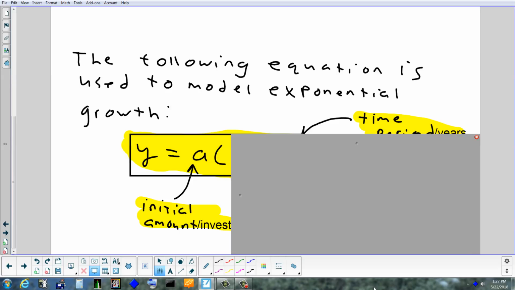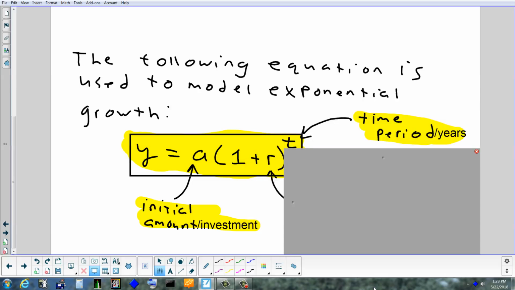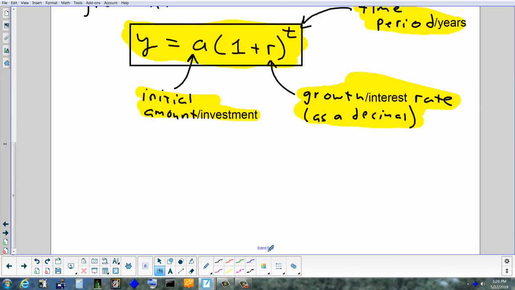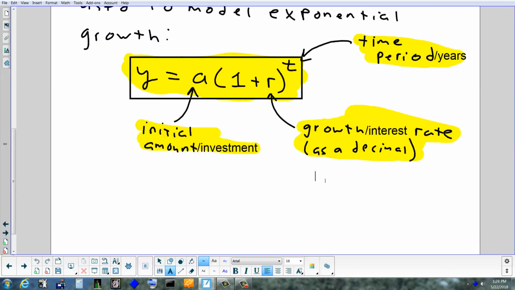Then you have the parentheses. First thing in your parentheses is 1, and you have the plus sign. 1 is just part of the formula. That's just how it is. R is rate. Rate of growth. R is going to be your rate. Oh, I'm sorry, it'll be the growth. You're going to know it's a rate because it's going to be as a percent.